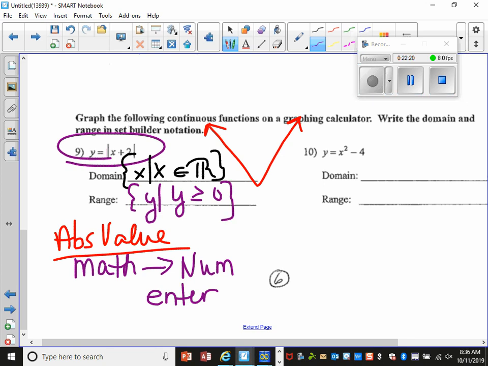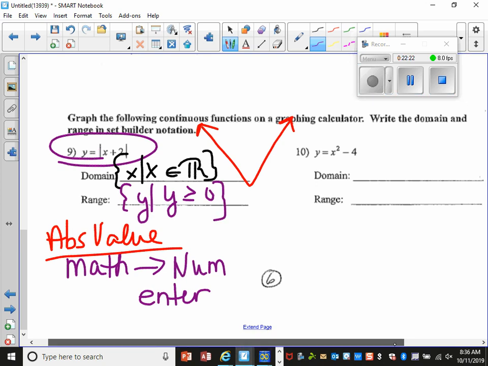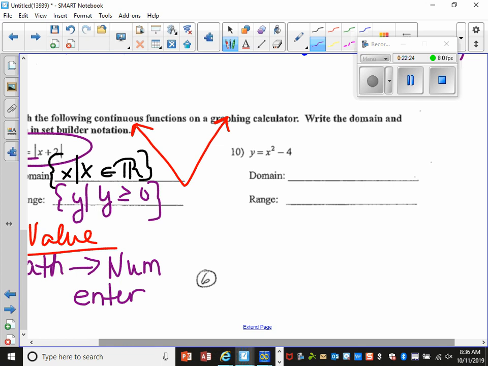All right, so let's do the last one here. Go ahead and graph that one. I'll let you graph that one on your own and figure out what you would write for your domain and range. So go ahead and put it on your calculator so you can see what it looks like. After that, we'll be doing a different activity for classwork, and then you'll follow your calendar for homework.